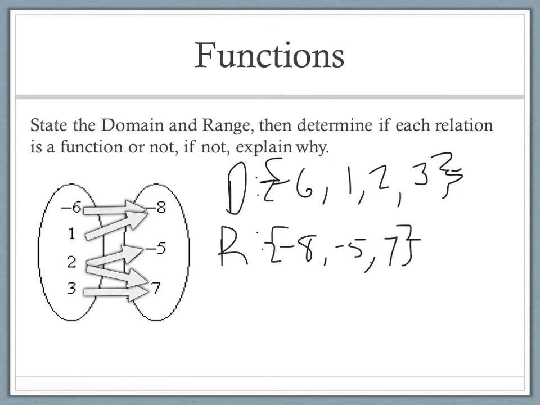Okay. Now, is it a function? So I have 6 goes to -8, 1 goes to -8. That's okay that they both go to the same thing. Okay, but 2 goes to -5, and 2 also goes to 7. So that's where it's a no-no.